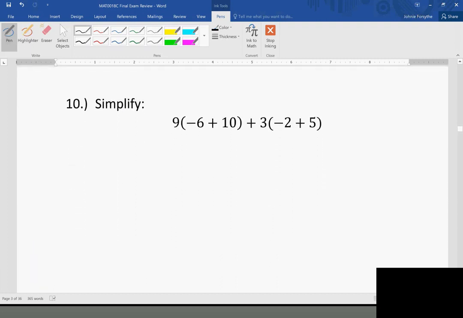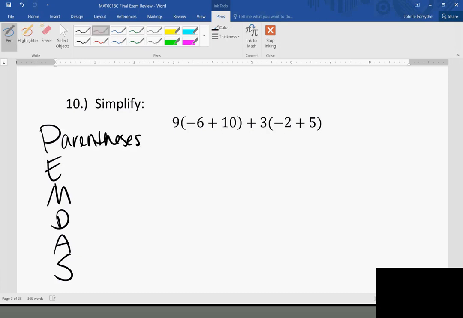Okay, number 10. Simplify 9 times negative 6 plus 10 plus 3 times negative 2 plus 5. So we can use our order of operations to solve this problem or simplify it. So we're going to work within the parentheses first. So I have negative 6 plus 10. So I have different signs. So I'm going to subtract 10 minus 6 and take the sign of the larger number, which is 10. So I'm going to get a positive 4.